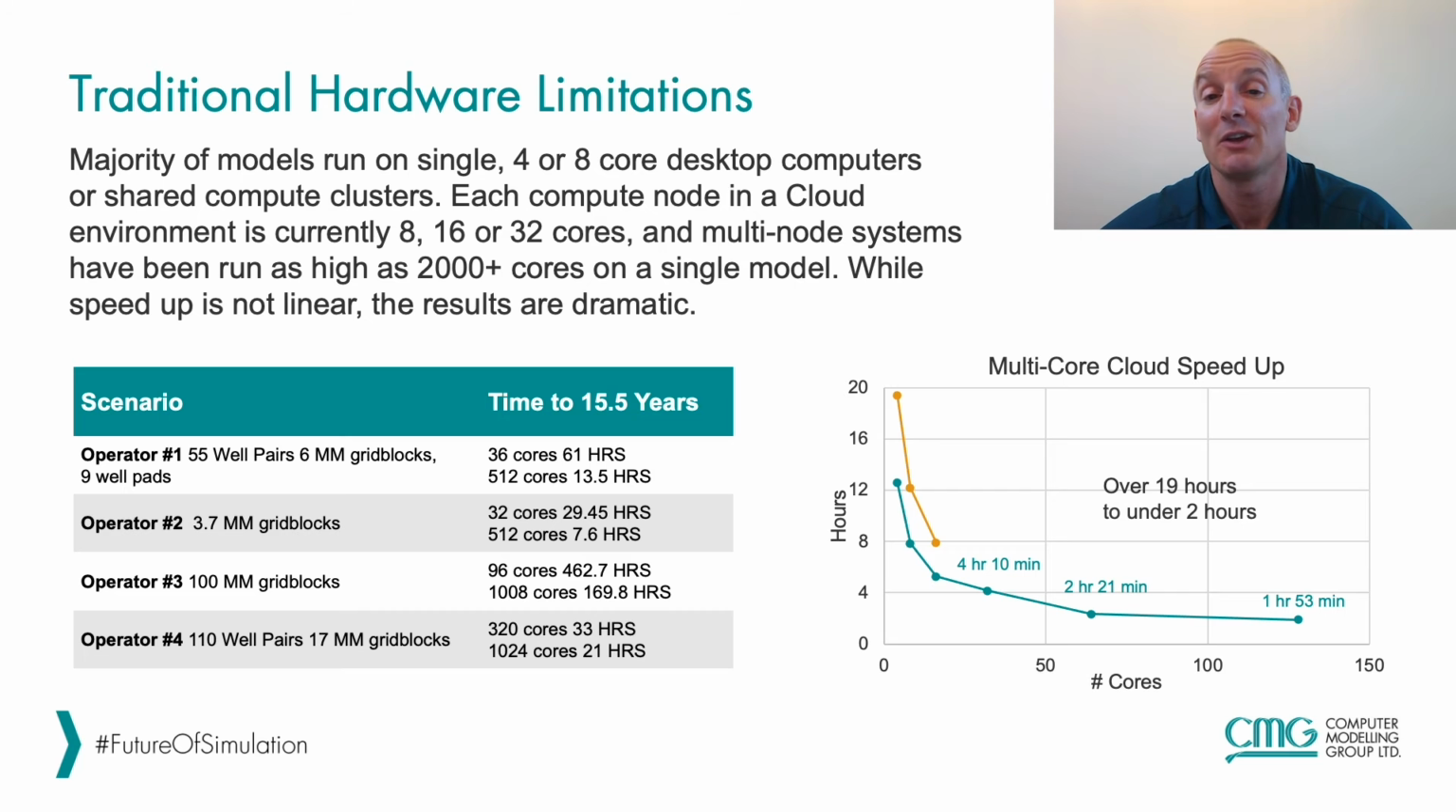This first example here, 55 well pairs of 6 million grid blocks. On a 36 core machine, it was 61 hours. In the cloud with 500 plus cores, you're talking 13.5 hours. 100 million grid blocks in this third example goes from 463 hours on a single machine. Move it into the cloud with 1,000 cores, and you're down to 170 hours. It's a significant improvement for the engineer.